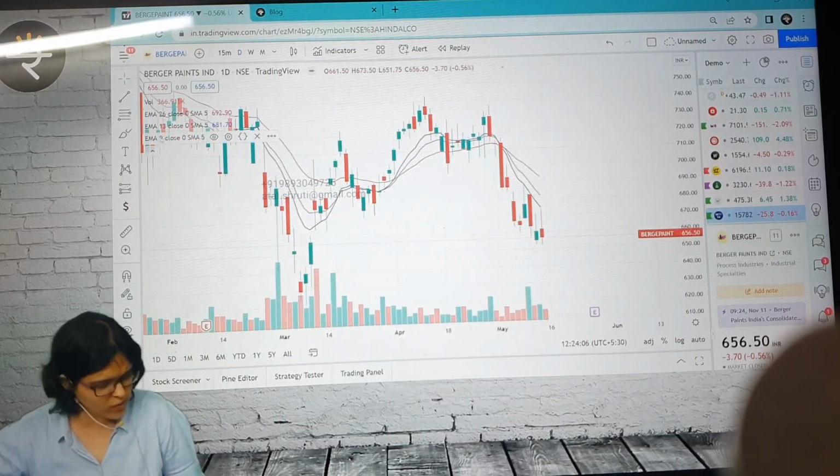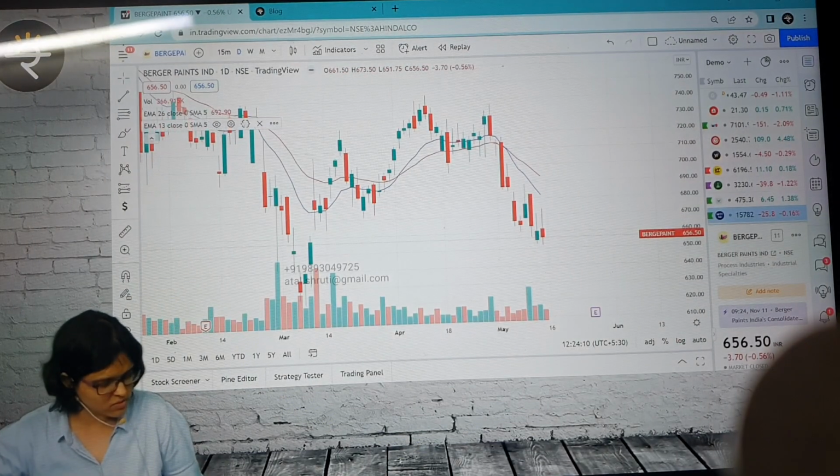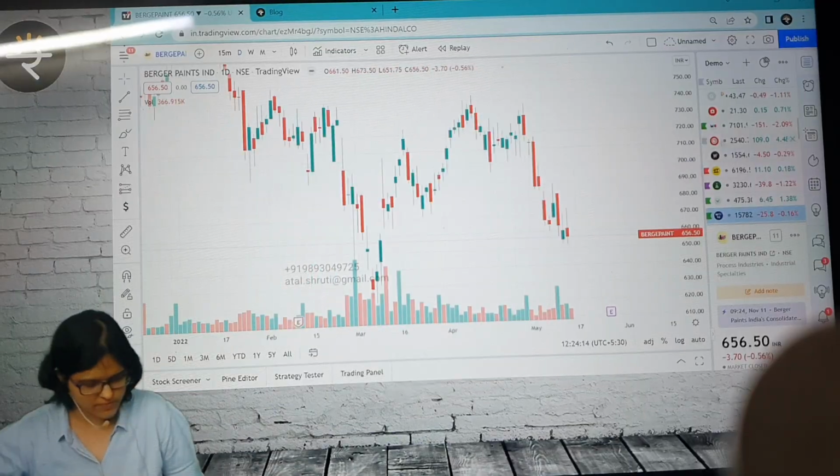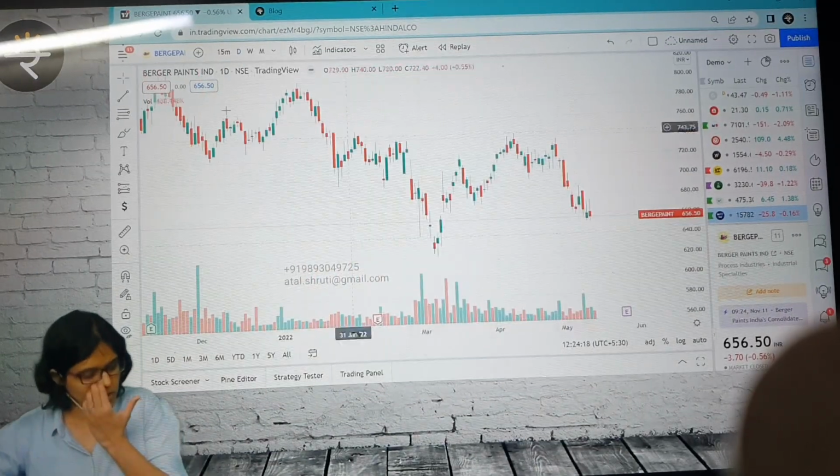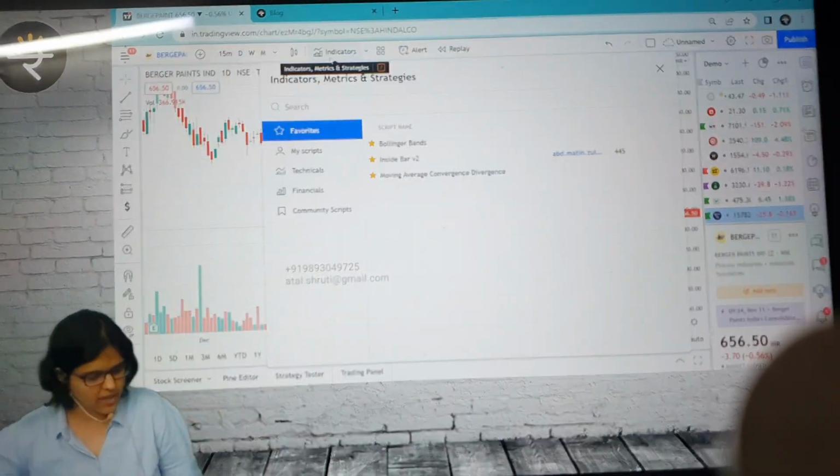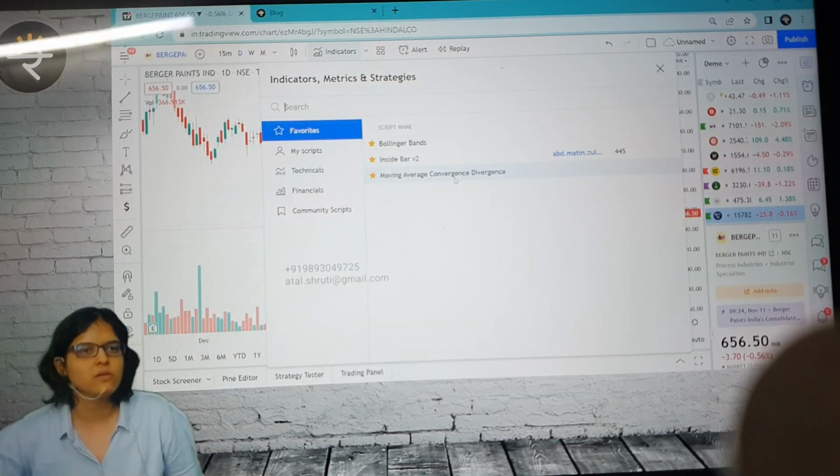Okay, so now we'll close the moving averages. We don't want a lot of pictures. Close. Okay, let's go. So now I want to also move on to a few more indicators. So I click on indicators and here you see moving average convergence divergence. MACD.